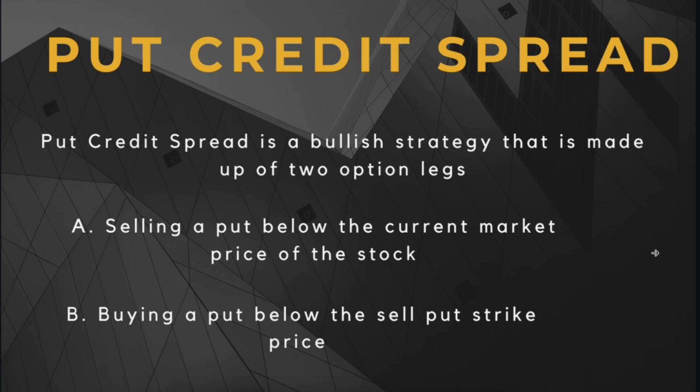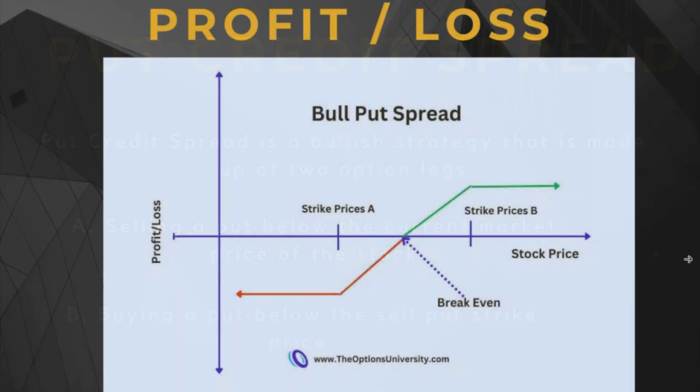Let's understand quickly the profit and loss. How does it look for the put credit spread? As you can see, in a put credit spread both your max profit and your max loss are capped. This is your short strike, which is where you sell a put, and this is the strike where you buy a put. Between these, your profit and the loss both are capped, and to open this you get a premium back.